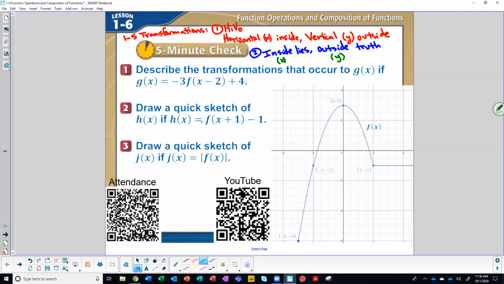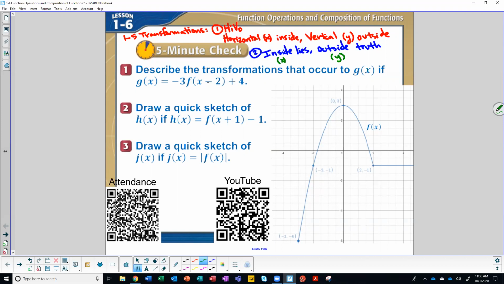And so I could count them up. This problem, I see 3 different numbers, and a negative in the front also counts as a transformation. So this problem, number 1, has 4 transformations. It has a negative, a 3 here that does something, a -2 that does something, and a +4. So there's 4 transformations. 1, 2, 3, and 4. The negative in the very front counts as its own transformation.